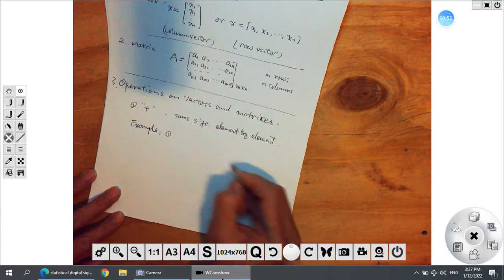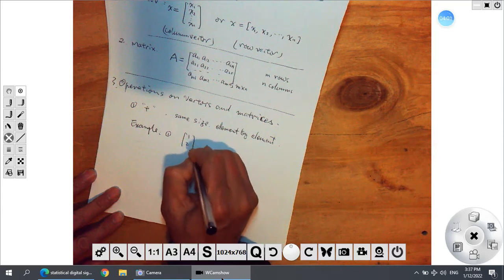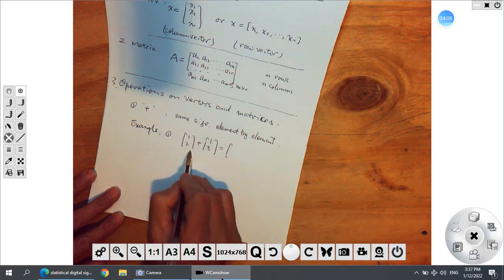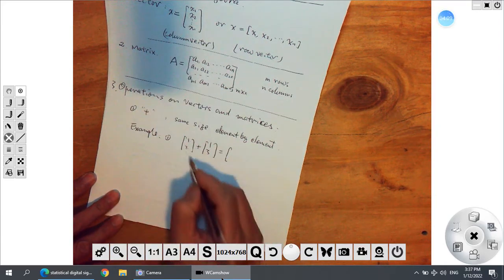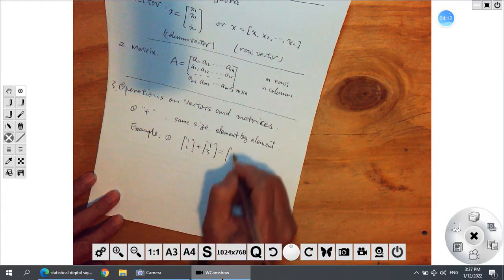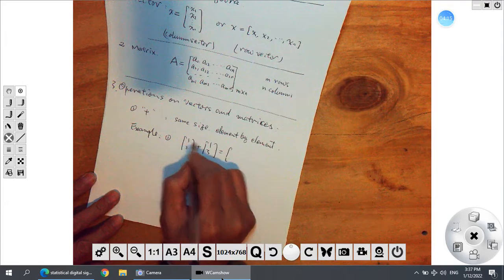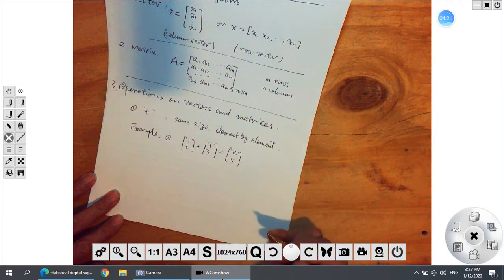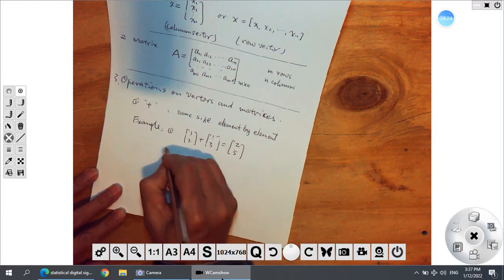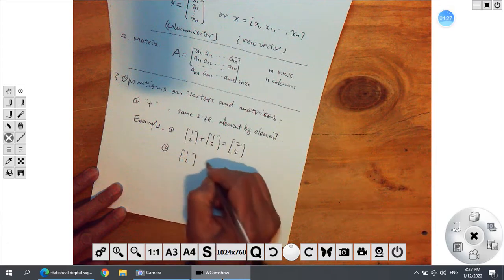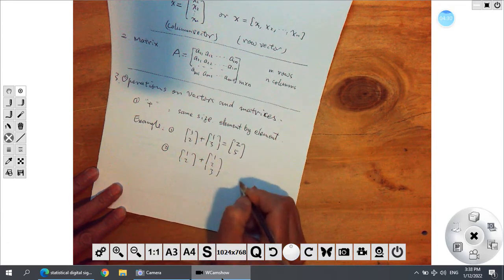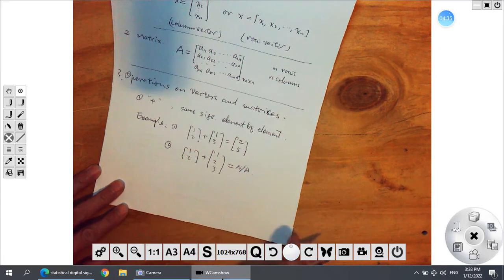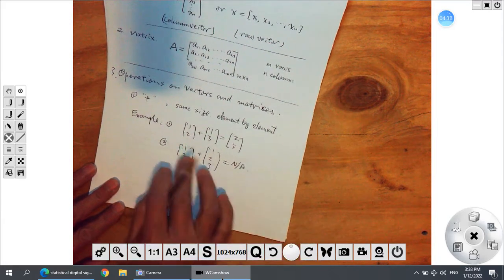First example, we can have (1, 2) plus (1, 3) equal to, you see, we have two column vectors, and the sizes are the same, right? So element by element, do the summation. So 1 plus 1, I get 2. 2 plus 3, I get 5. Right? So element by element. And the second one, we consider (1, 2) plus (1, 2, 3) equal to what? Nothing, right? The size is different. There's no answer. We cannot do the summation when they have different sizes.